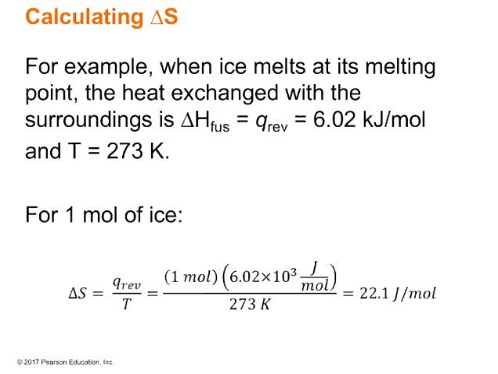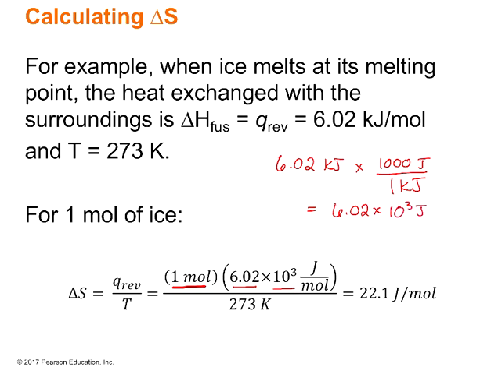So for 1 mole of ice, we can plug in for delta S the heat of fusion, or Q rev, over temperature. Now we're also going to take into account the 1 mole. So we're going to multiply 1 mole by 6.02. We could have left that in kilojoules per mole, but entropy is usually expressed in joules per Kelvin. So we're going to multiply this by 10 to the third. Remember, if we want to convert from kilojoules to joules, there's 1,000 joules per kilojoule. So that would give us 6.02 times 10 to the third joules.